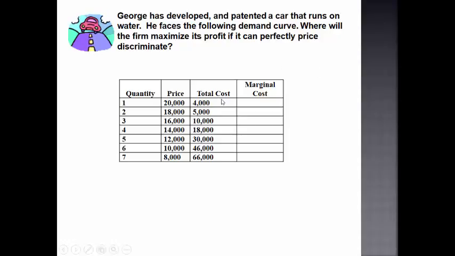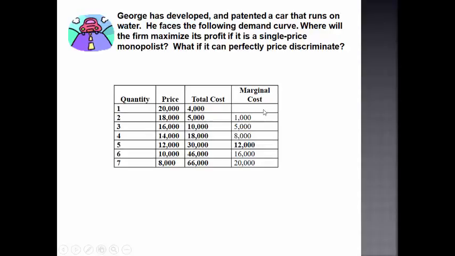You'll notice there's also a total cost column to produce these different quantities of cars. So we're going to calculate the marginal cost for each of these cars. So you'll notice one car costs $4,000. If George can sell that car for $20,000 to somebody, then George's going to make a profit. He's going to sell the first car.